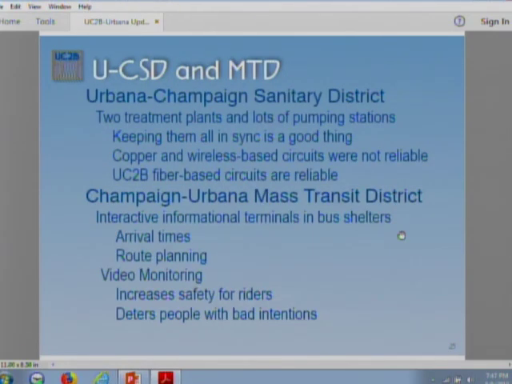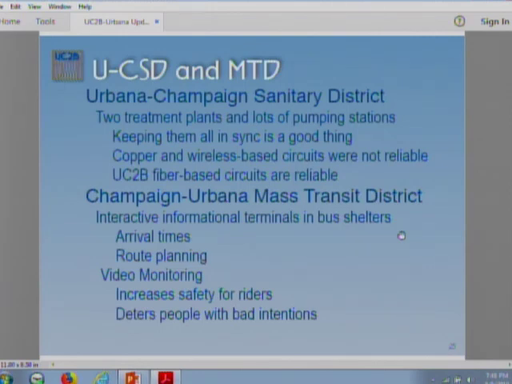Sanitary District and MTD both are using the fiber. I never thought the Sanitary District would be a big customer, but as it turns out, they have pumping stations throughout the community. They have treatment plants. It's a bad thing when the pumping stations and the treatment plants get out of sync with each other. I'll leave that to your imagination. They used to connect this with phone wires and sometimes with little cell phones, and it didn't always work real well. The Sanitary District put fiber into 9 of their highest volume pumping stations, and they don't have those kinds of issues anymore. I think they're actually looking at doing some additional locations.